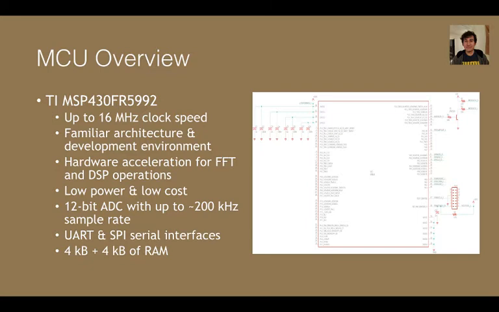This microcontroller includes hardware acceleration for the fast Fourier transform and digital signal processing operations. It is low power and low cost, and it features the peripherals that we need, such as a 12-bit analog-to-digital converter with up to 200 kilohertz sample rate, a UART and SPI serial interface, and 8 kilobytes of RAM.